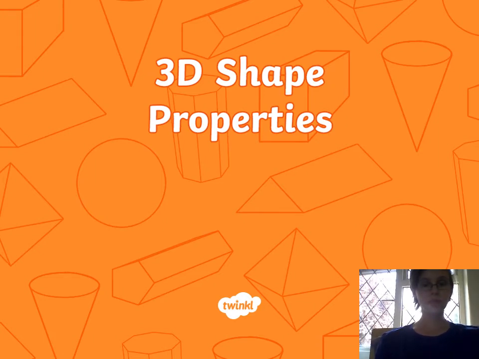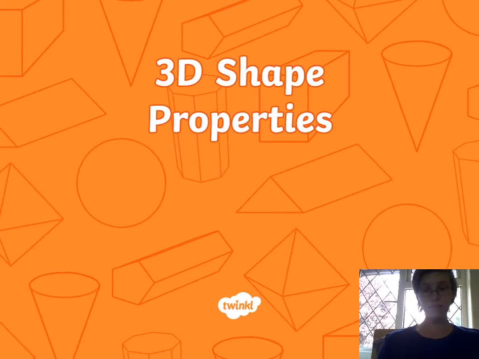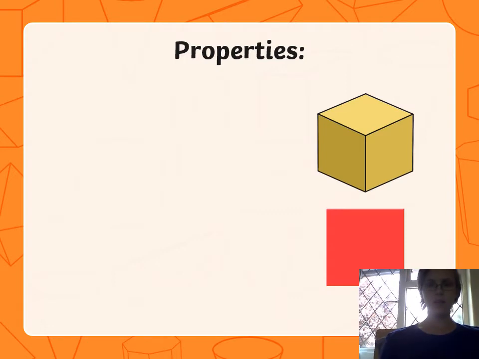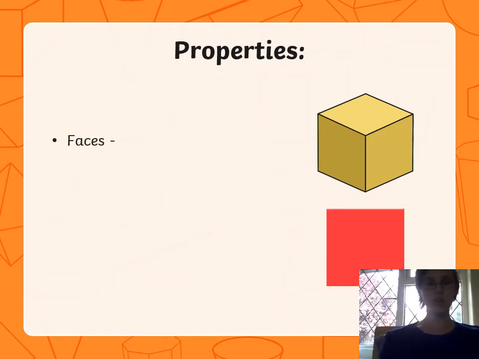Hello, year 4. Today we're going to be looking at the properties of 3D shapes. We're also going to quickly look at 2D shapes as a recap. We're going to be thinking about lots of things to do with shapes today. Love shapes. The properties. Alright, so we've got some information here about the different parts of shapes, 2D and 3D.